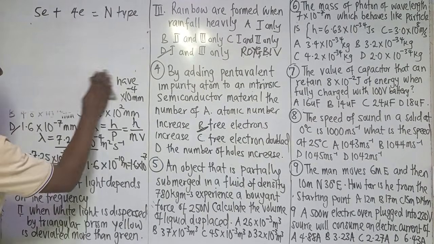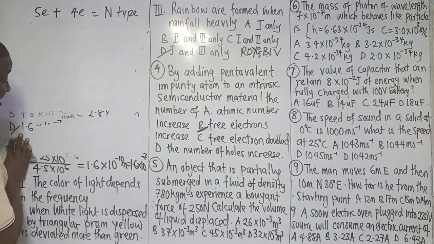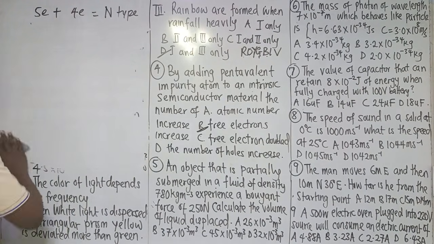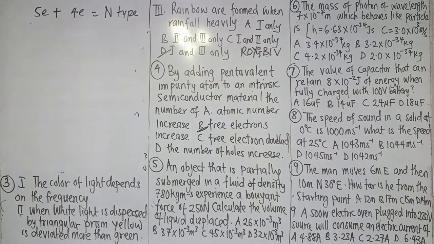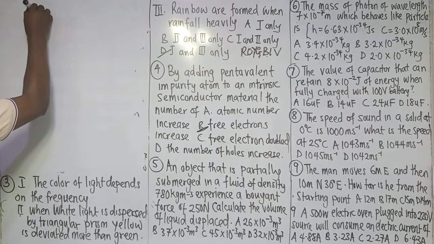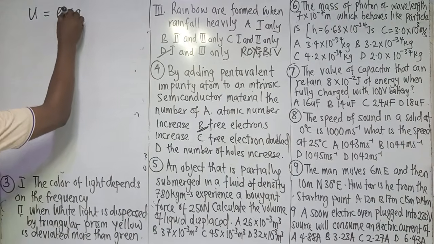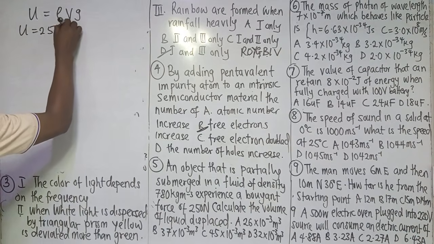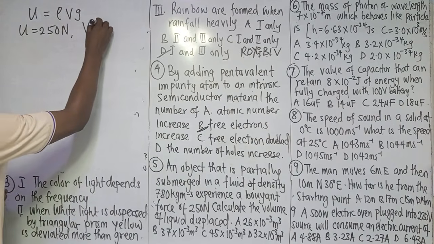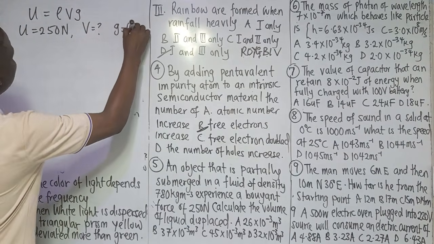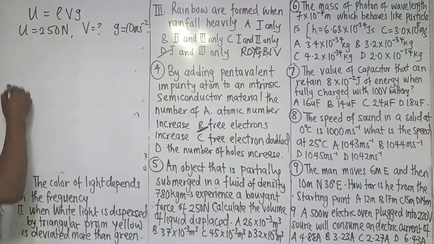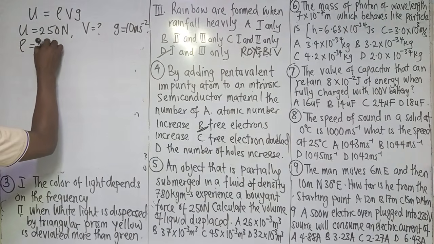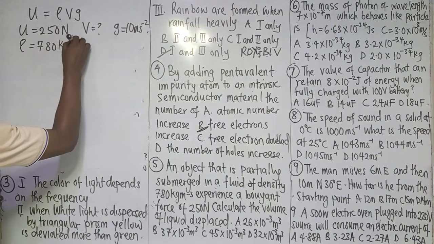The question is, what is a buoyant force? A buoyant force is an upthrust force. Since he achieved a buoyant force there, it means that the upthrust is equal to density times volume times gravity. We are given 3 parameters here: 250 Newton is given as upthrust, volume is unknown. G is not given, so we assume G equal to 10 meters per second squared. Density is 780 kilogram per meter cube.